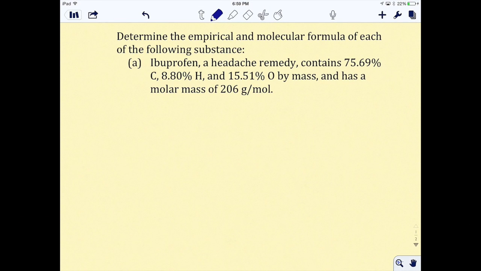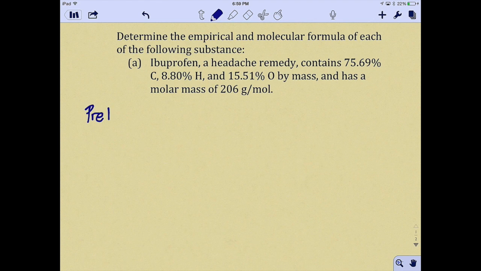Determine the empirical and molecular formula of each of the following substances. Part A. Ibuprofen, a headache remedy, contains 75.69% carbon, 8.80% hydrogen, and 15.51% oxygen by mass, and has a molar mass of 206 grams per mole.